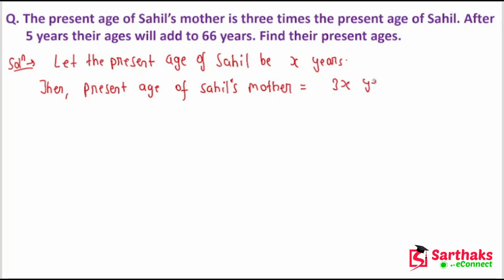That is why I was asking to take Sahil's age to be x, because if you had taken the mother's age as x, you would have to write this as x by 3, right? Because obviously this has to be 3 times of whatever it is. So this was a bit easier. Okay, so this is the formulation of the first line of the question. Now the question says after 5 years their ages will add to 66. So first let us find out what will be their ages after 5 years.